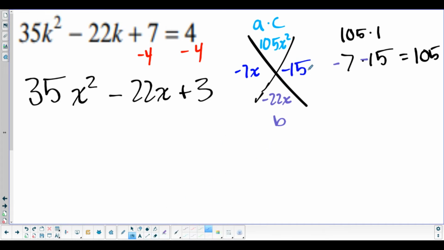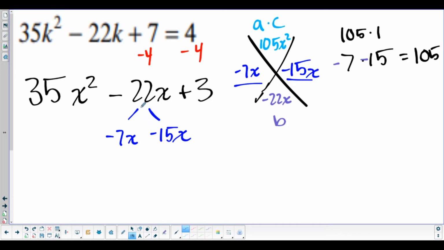Okay. So here's where it gets different if we want to group. Basically this whole process of figuring out these two values is figuring out what I can split the middle term, or the b term, into. And so really what this negative 7 and negative 15 is, is this middle term split into two things. It's split into negative 7x and negative 15x.